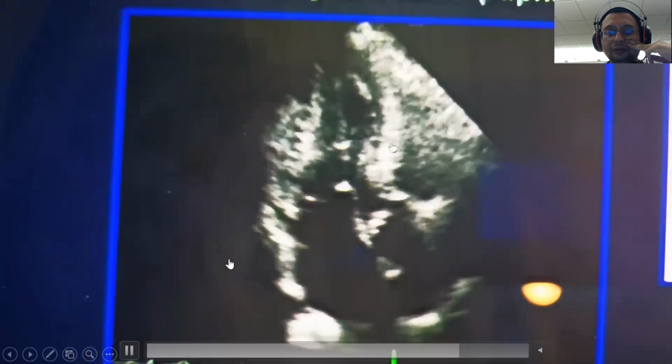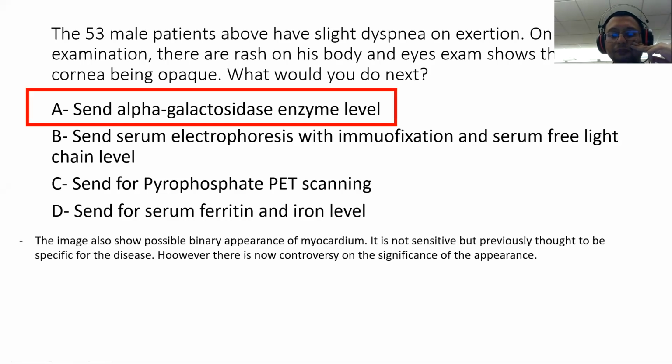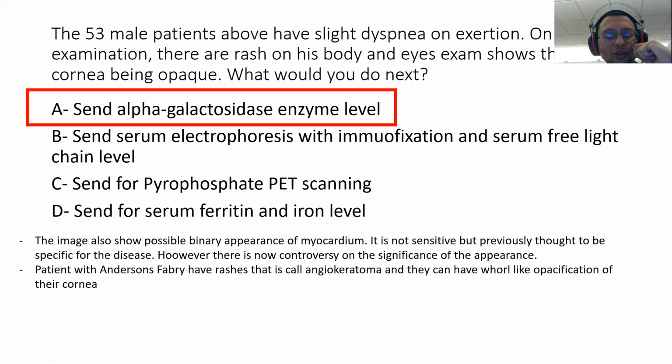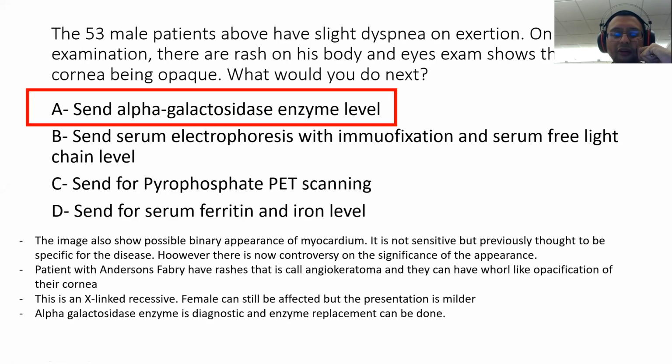So this is Anderson Fabry disease. This is the binary appearance of myocardium. It is not sensitive, but previously thought to be specific, but I think people don't use it anymore. They have rashes called angiokeratoma, and they can have whorl-like opacification of the cornea. This is X-linked recessive. Females can still be affected, but the presentation is milder. Alpha-galactosidase enzyme is diagnostic, and enzyme replacement can be done. After this diagnosis, a genetic study can also be done.